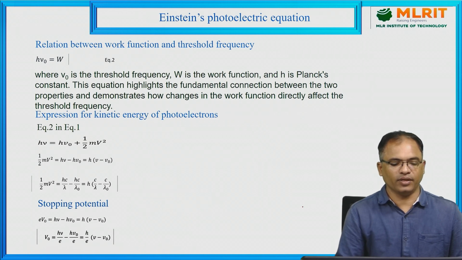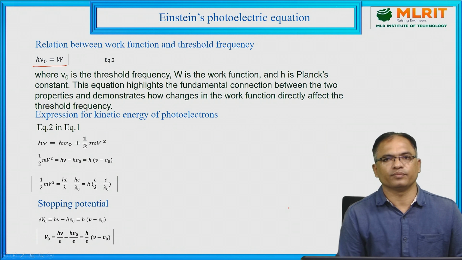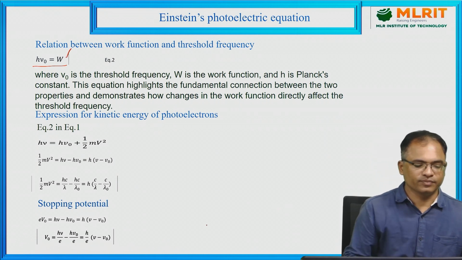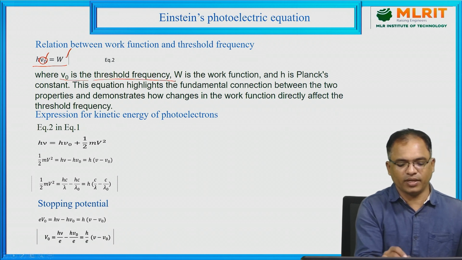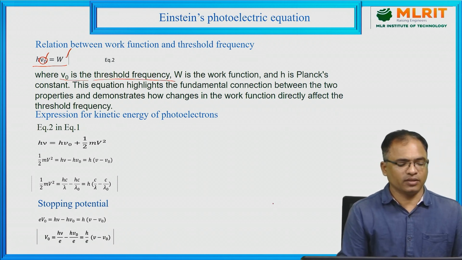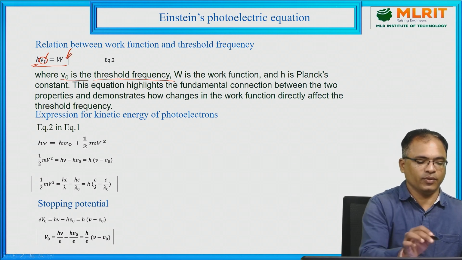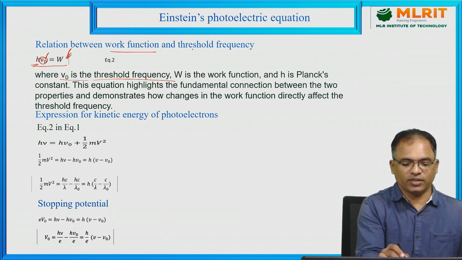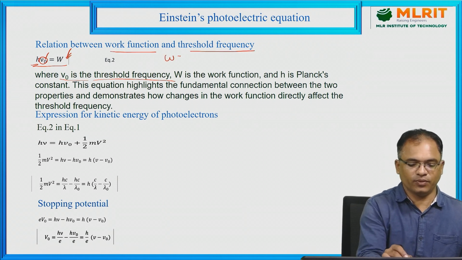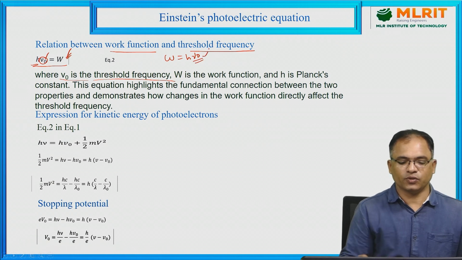Now, relation between work function and threshold frequency. Here one equation is written, h nu naught is equal to W. Where W is called work function and nu naught is the threshold frequency, that is the minimum frequency required to liberate an electron from the metal surface. The product of this and the Planck's constant is given by W, which is called work function. So this is the relation between work function and threshold frequency. Work function W equal to h nu naught, where nu naught stands for threshold frequency.